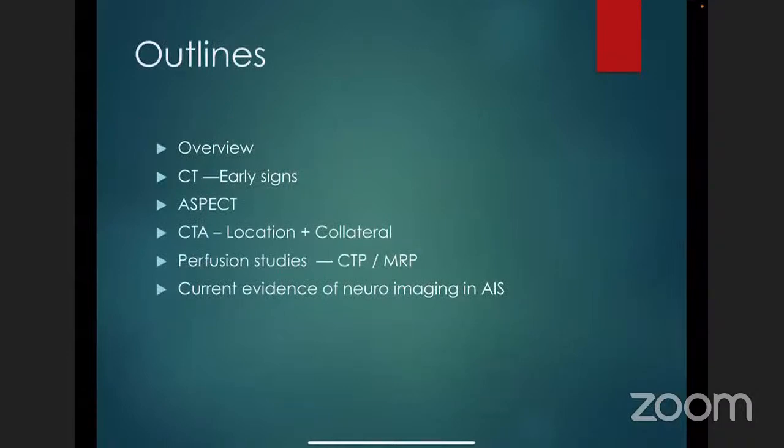In the outline, we'll give a brief overview of the images, and then we'll talk about the non-contrast CT brain with the early signs of acute ischemic stroke. Then we'll talk about the ASPECTS score and its importance. Then the CT angiogram to decide the location of the stroke and the collateral score. Then the perfusion studies, including CT perfusion or MR perfusion. Then what are the current evidence and guidelines for neuroimaging in acute ischemic stroke?